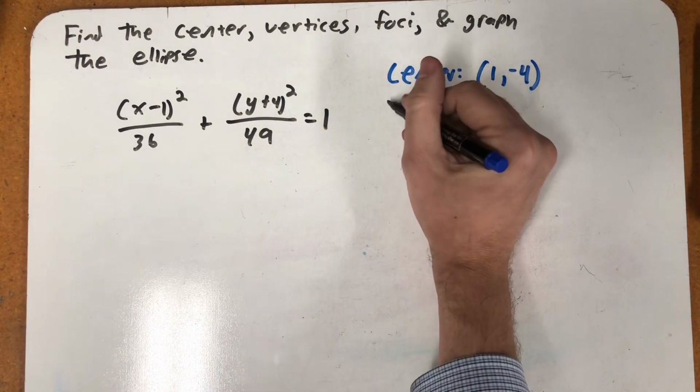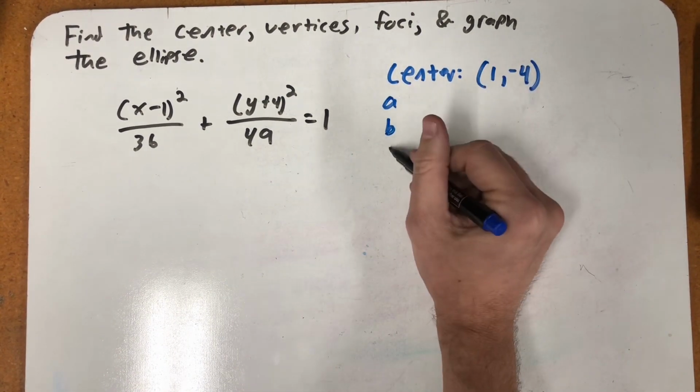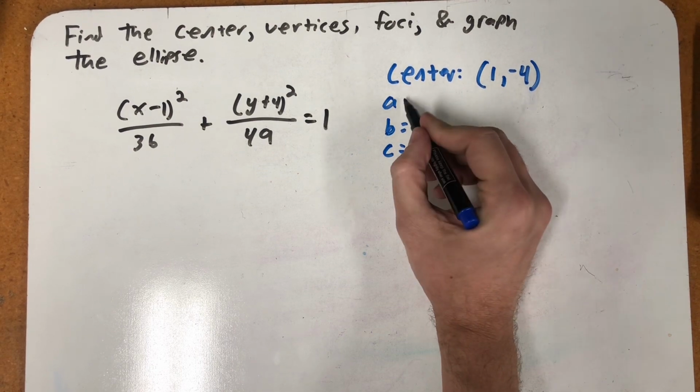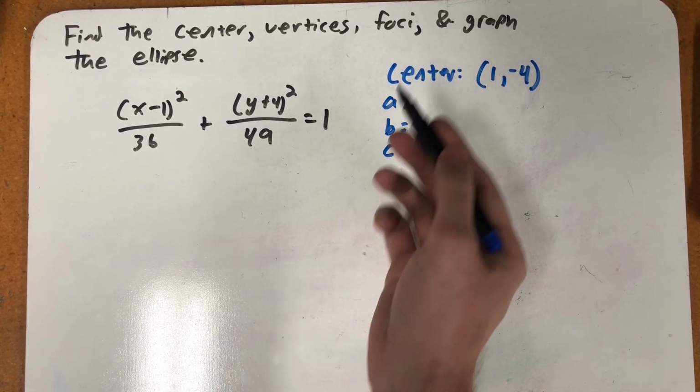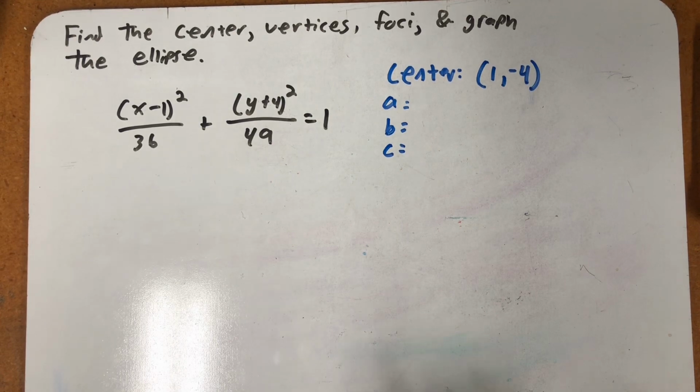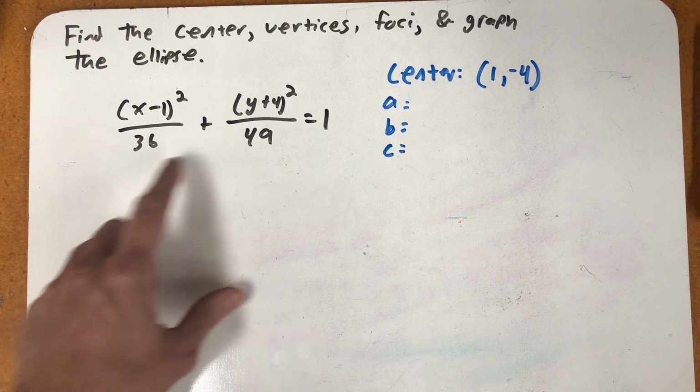Next up, I need to find values of A, B, and C. All right, well, the values of A are going to help me find my vertices. The values of C are going to help me find my foci. And then when I go to graph it, B is actually going to help me find the endpoints of the minor axis. We're dealing with an ellipse, and so I know A is always the larger of my two values.